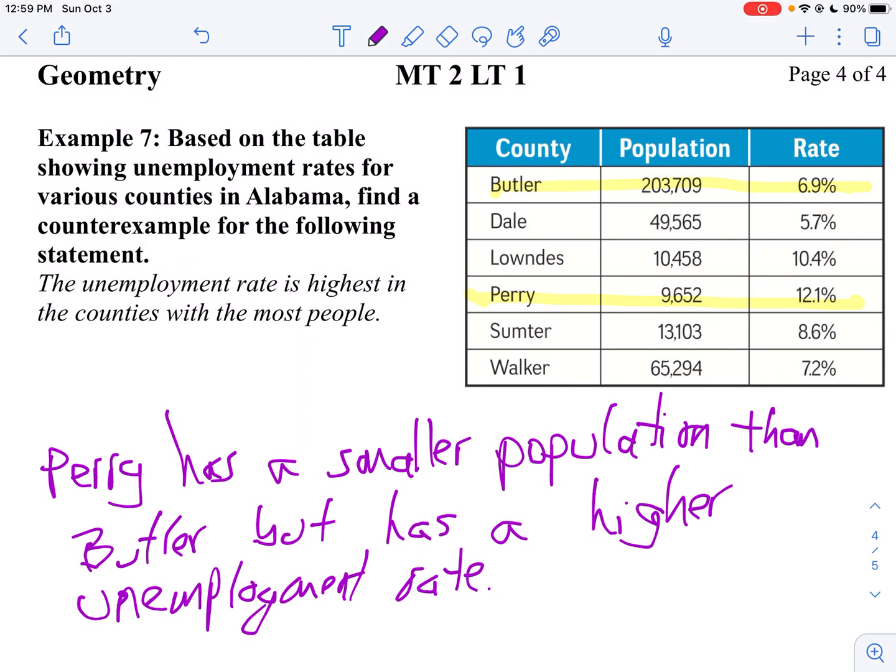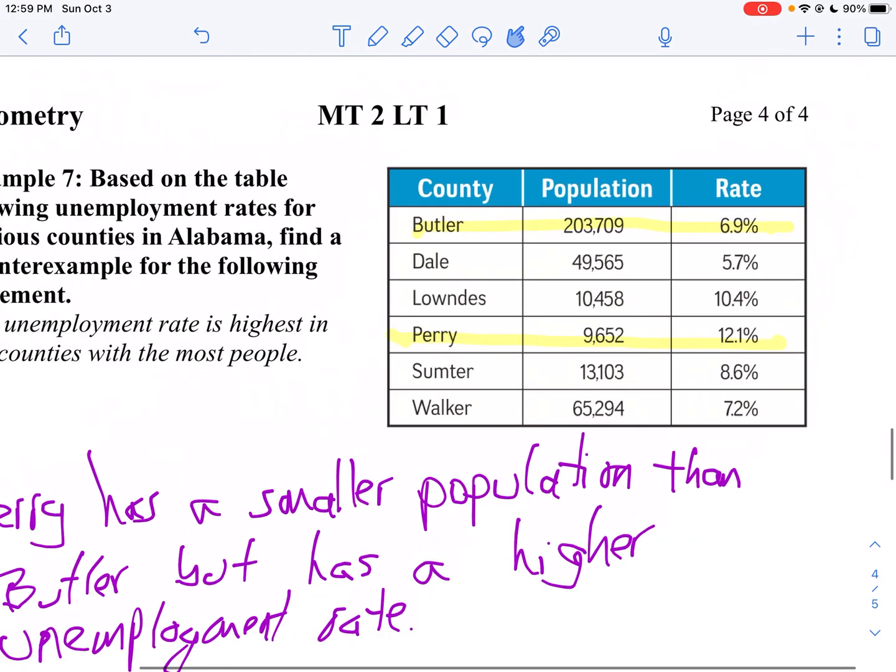And there's your counterexample, an example that shows a statement is false. And that's all you have to do.